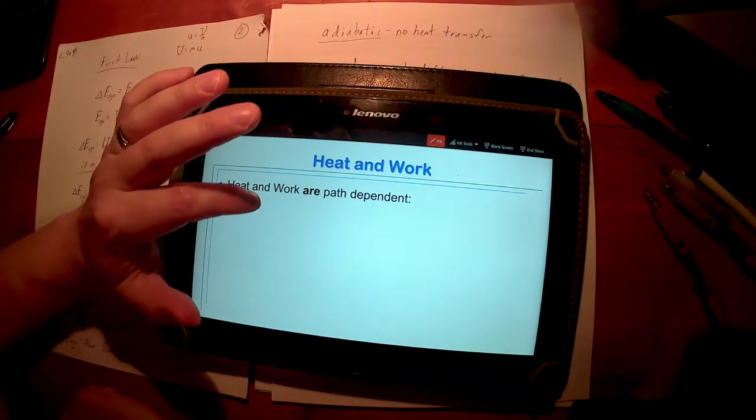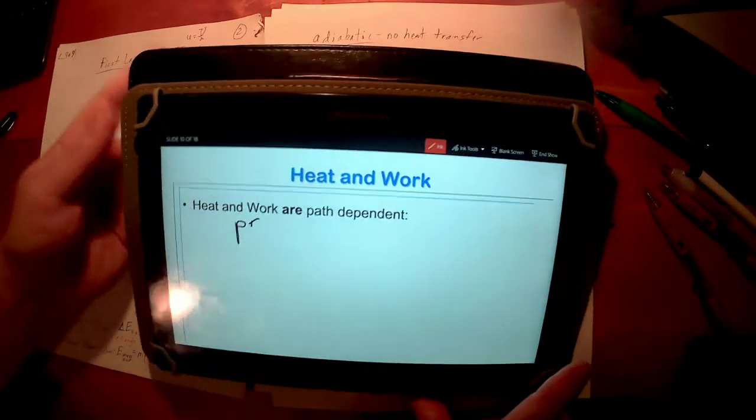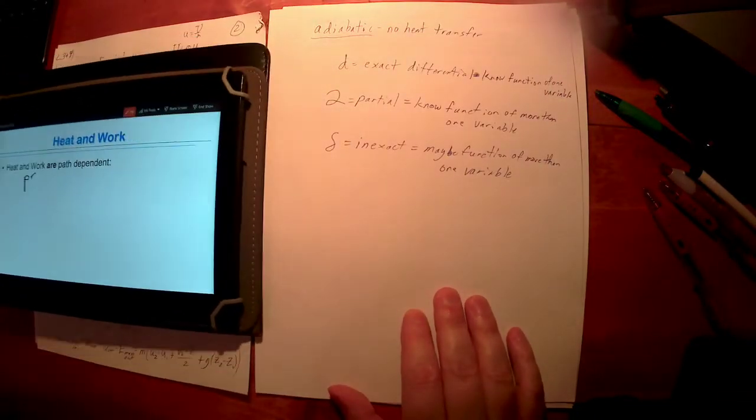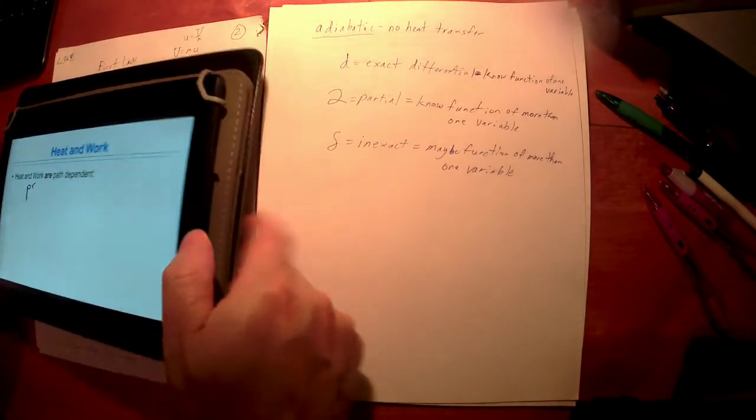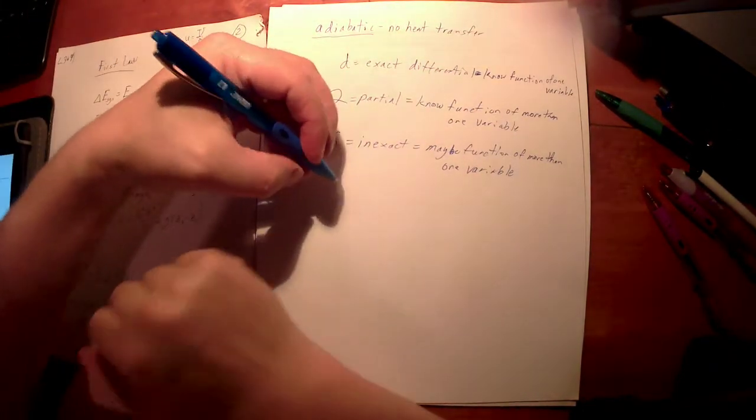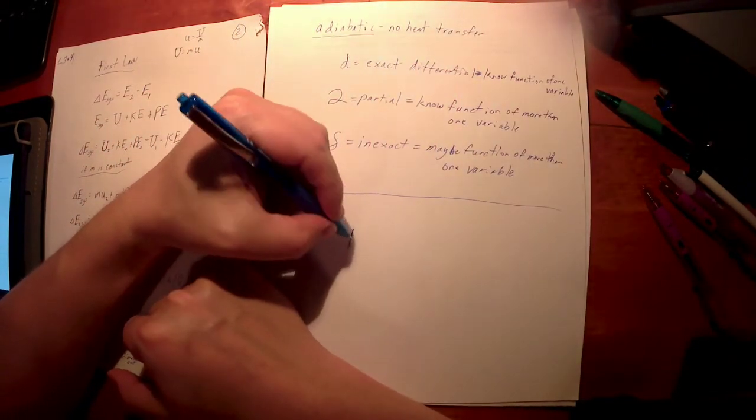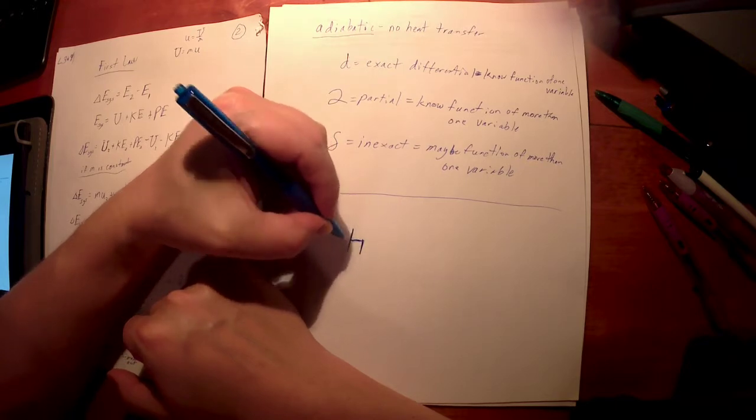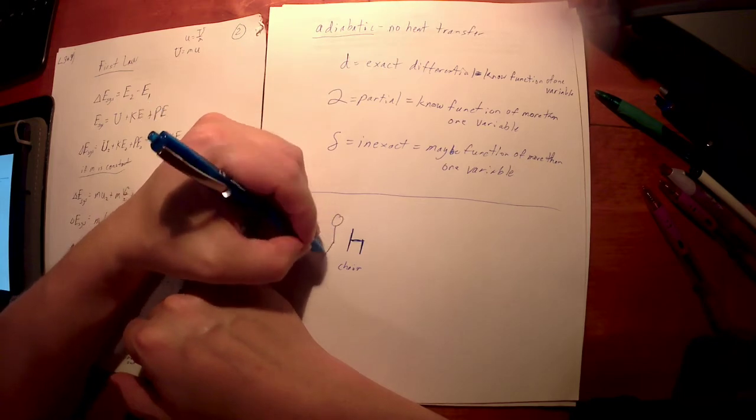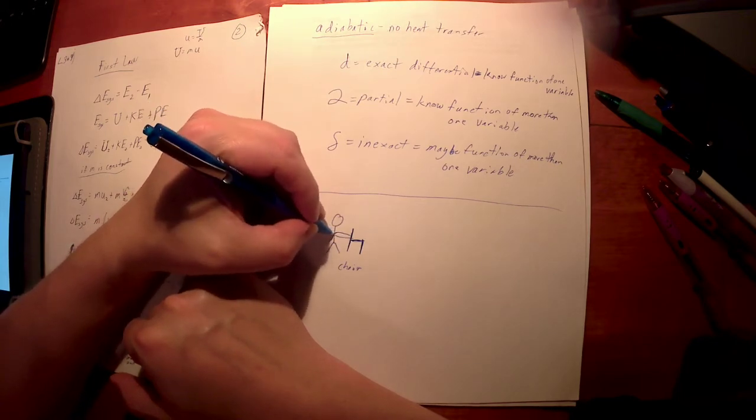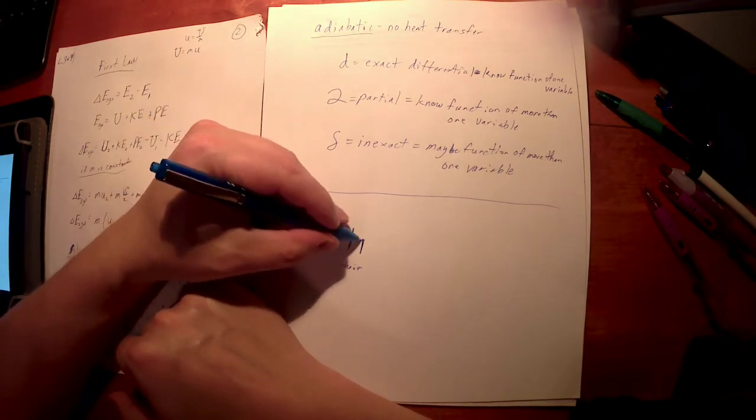Let's just do this on paper. I think I can make this a lot cleaner on paper. So heat and work are path dependent. It's important to know how we got from one state to the other. For example, let's say that I've got a chair, and we've got an instructor. This is how I draw people. So I've got an instructor ready to move this chair.